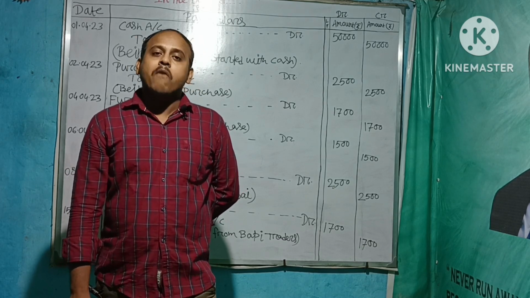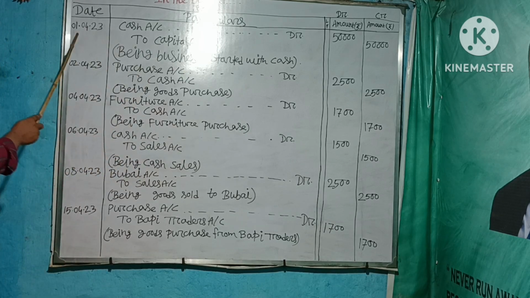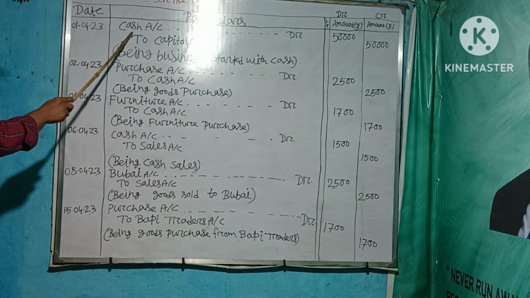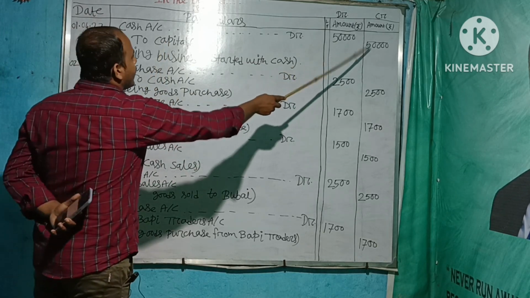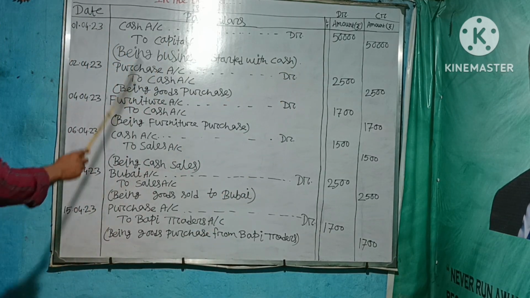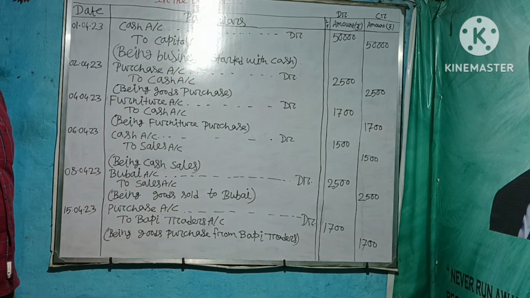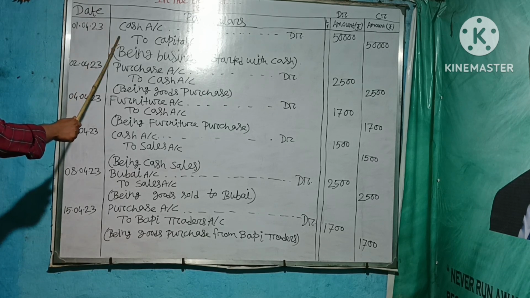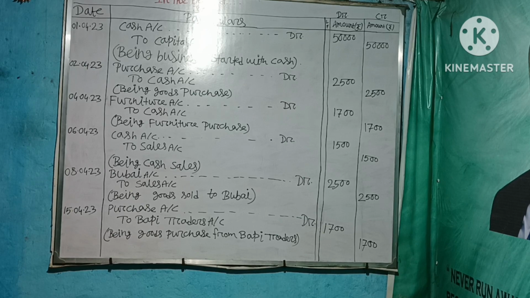Capital here is a giver. For that reason, the capital account will be credited. Here, 1st April 2023, cash account debit 50,000, to capital account 50,000. Narration: being business started with cash. Narration denotes why we pass this entry. We just mention it in short, and that is what we call narration.